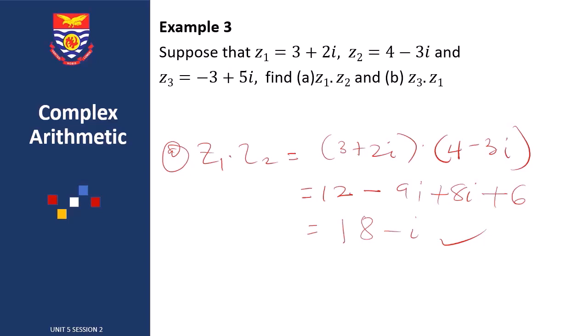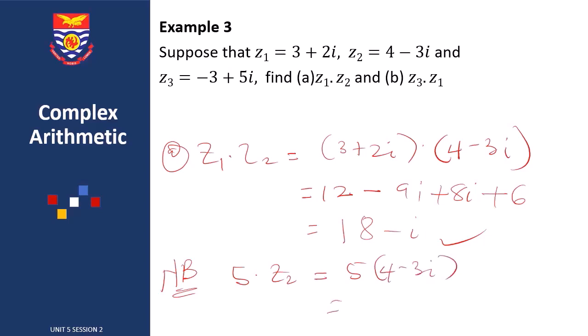So simple. Let's take this note. If I have, let's say, 5 times z2, it is so simple: if you want to multiply a real number by a complex number, you just multiply, that is 5 multiplied by 4 minus 3i.